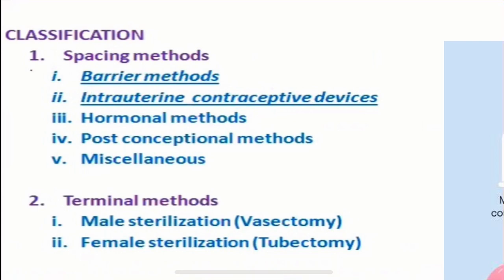Let us understand the subclassification of these. Under the spacing methods, we have barrier methods. Barriers could be physical, chemical or combined; we'll deal with them in the upcoming slides. We have intrauterine devices, hormonal methods, post-conceptional methods and miscellaneous. And under terminal methods, we have sterilization, which is male and female.